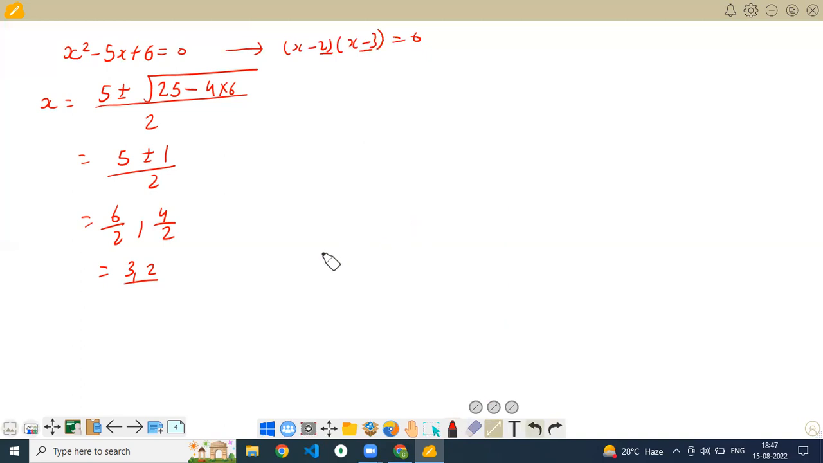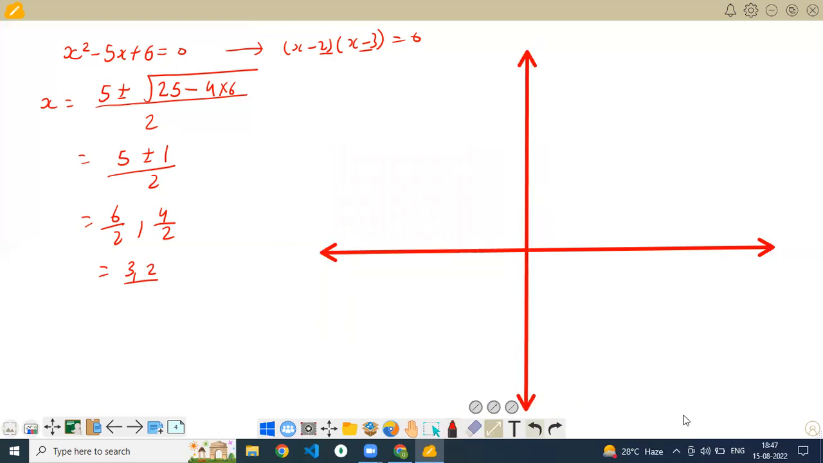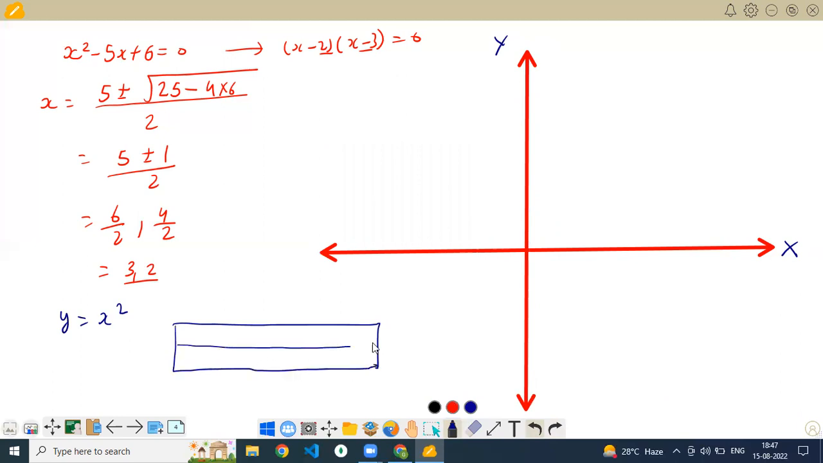Okay. So this is my x-axis and this is the y-axis. If I ask you to draw the graph of y is equal to x square, how do we plot a graph? What we do is first we draw the table and we figure out the values. So we take the values of x, we find the values of y.